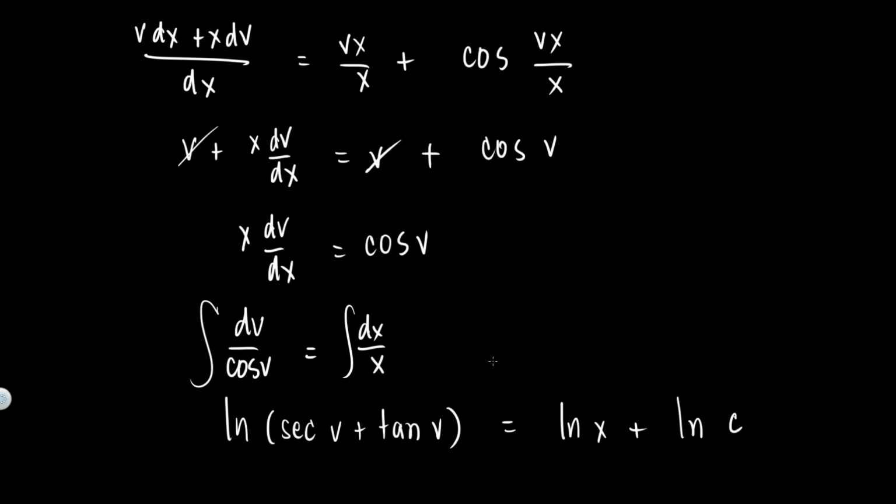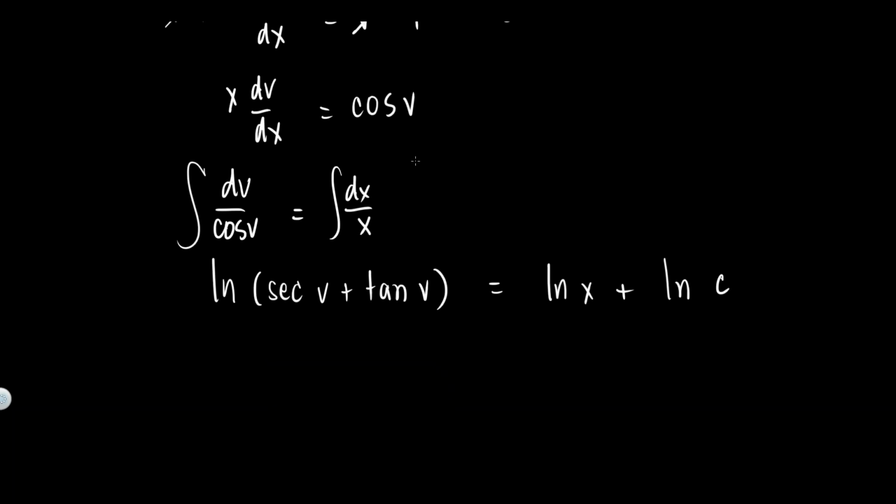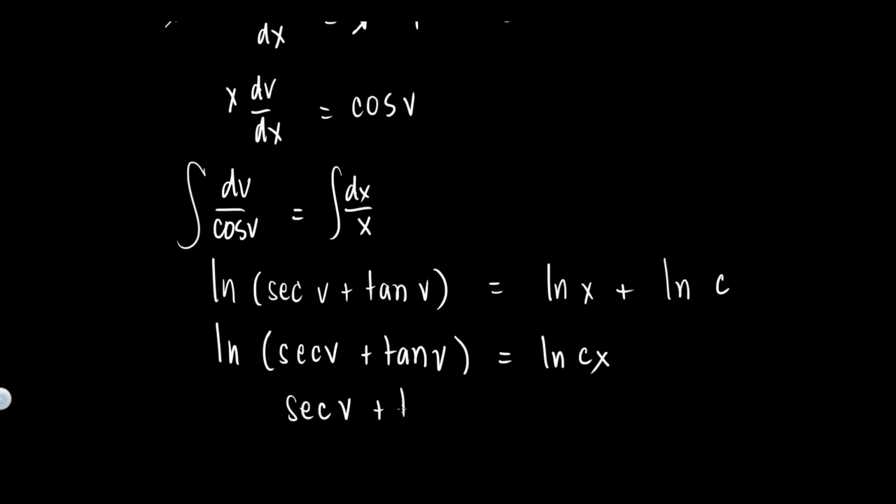Okay? Then, anong sunod? So, lahat may ln. So, pagsamahin natin to group natin, no? Since addition yan. So, ln sec v plus tan v equals ln of cx. So, parehong may ln. So, we have sec v plus tan v equals cx. Okay? So, hindi pa tayo tapos.